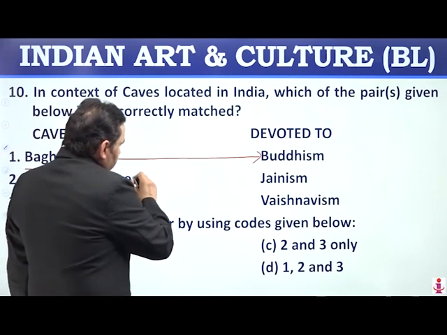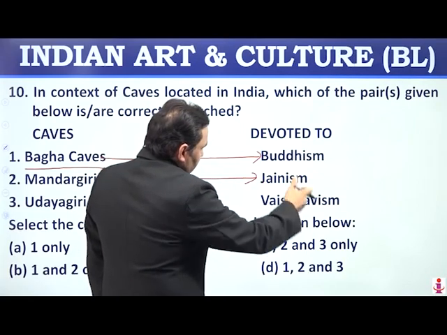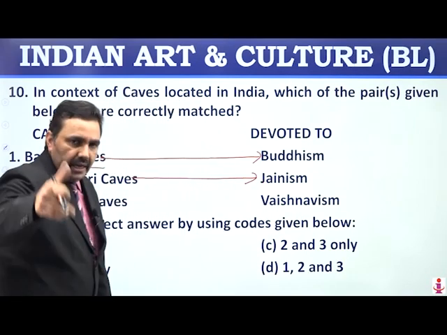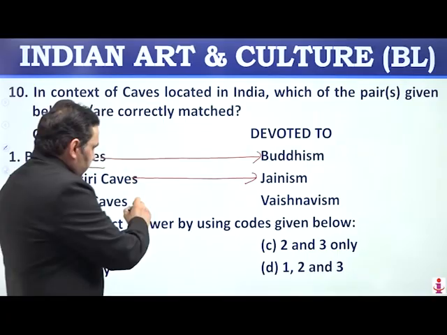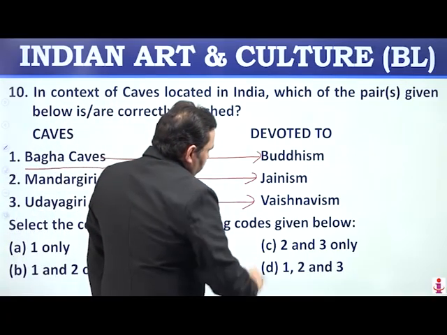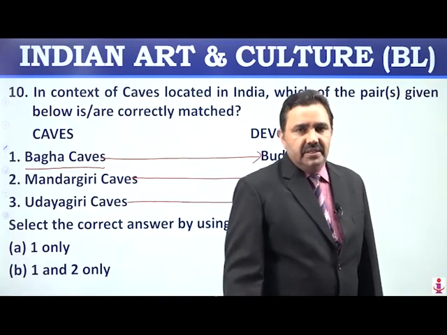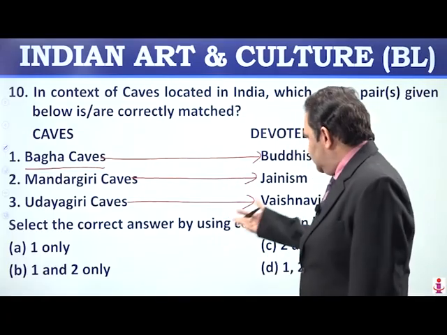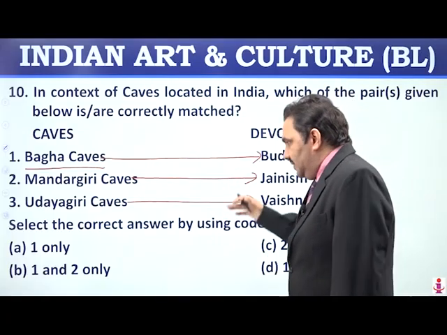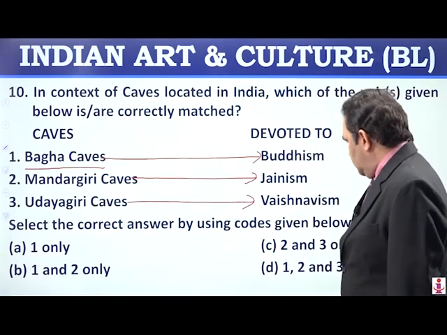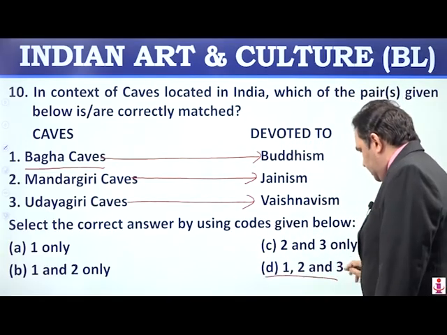Mandargiri caves located in Bhagalpur district of Bihar are associated with Jainism. Correct. Udayagiri caves located in MP, Vidisha, near Bhilsa. These are associated with Vaishnavism. Some of the caves are Shaivism also, but here these are definitely Vaishnavism. 1, 2, 3, all are correctly matched. Option is D.